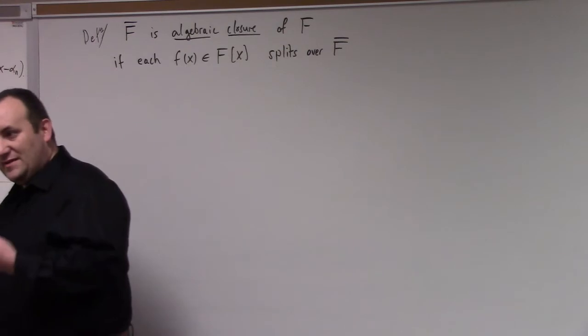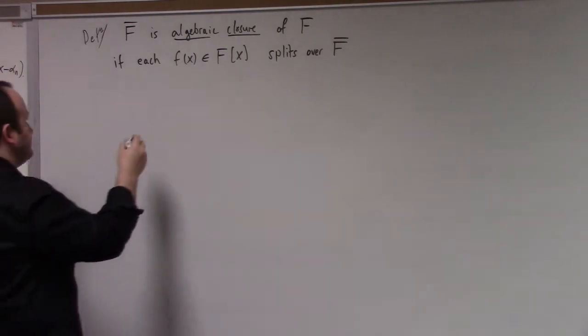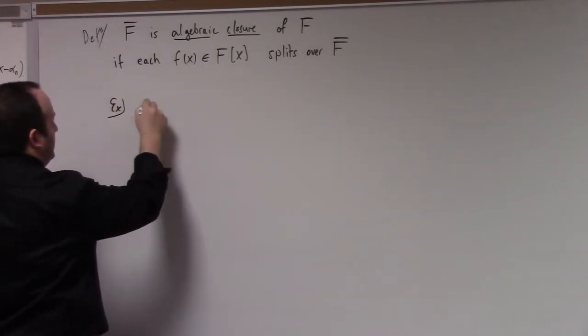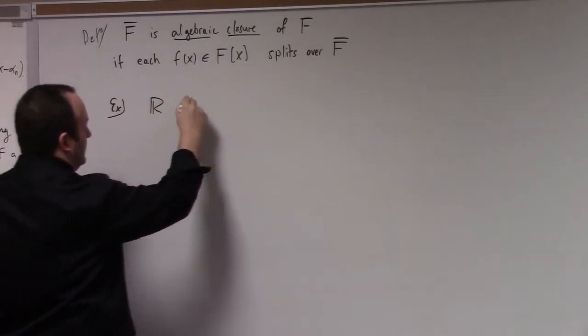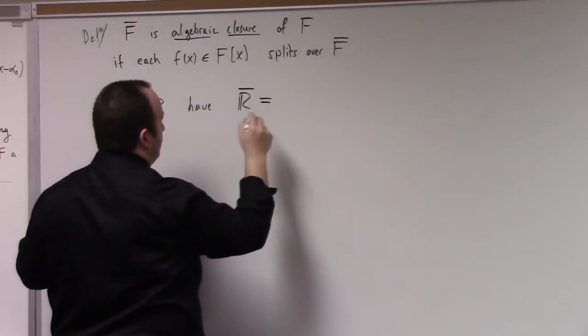It's probably too big to be that, right? But what I'm saying is f of x factors into linear factors in F bar, which is not to say that the splitting field is smaller, right? For example, real numbers, right, have this equal to what?